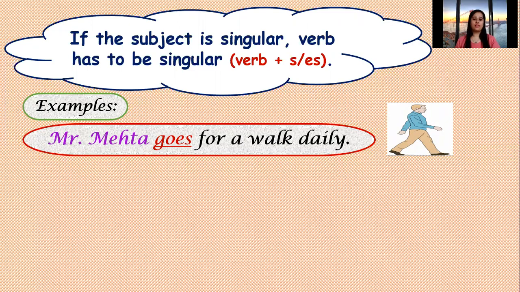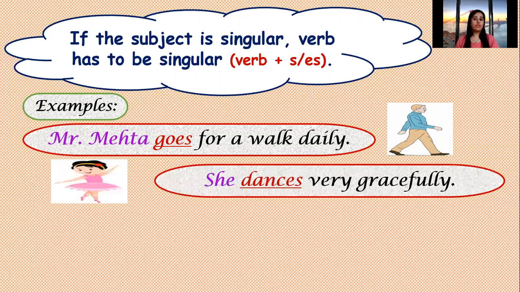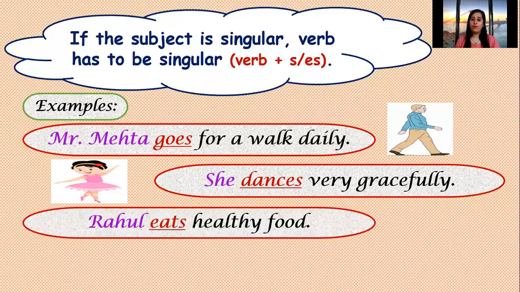Next sentence. She dances very gracefully. Now she is a singular pronoun. So the verb dance will become dances. S will be added. Third example. Rahul eats healthy food. Now here, Rahul is a singular noun, singular subject. Hence, we will add S to eat. So Rahul eats healthy food.